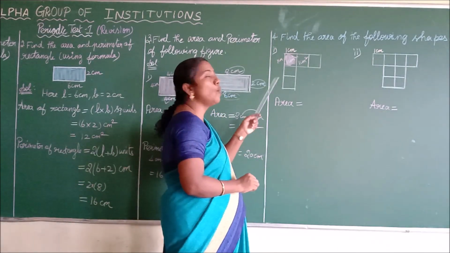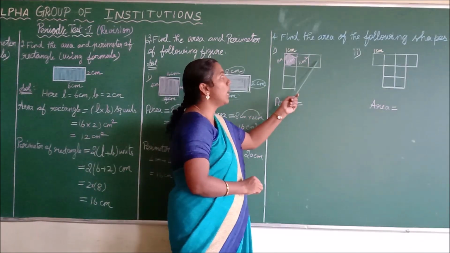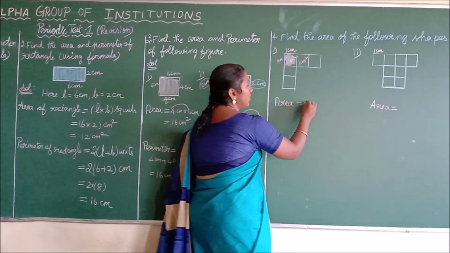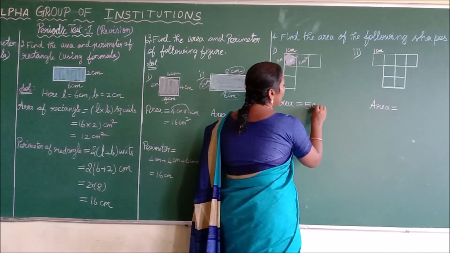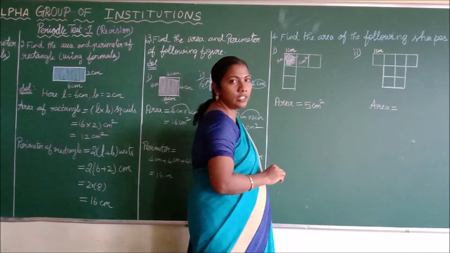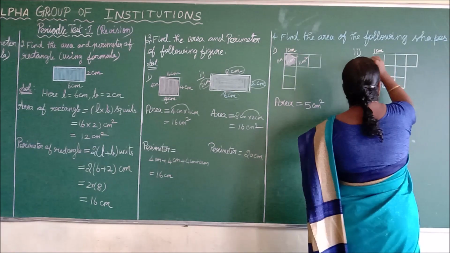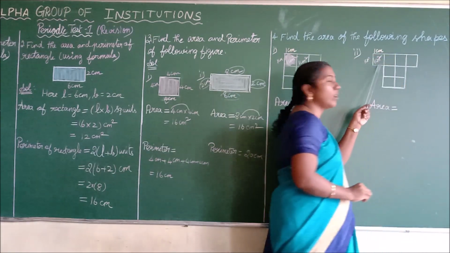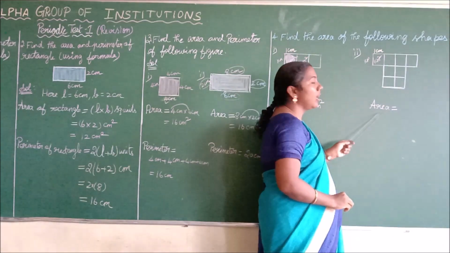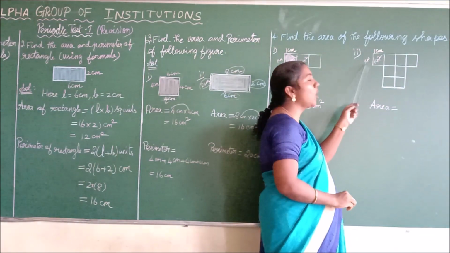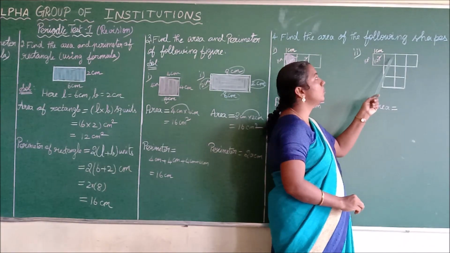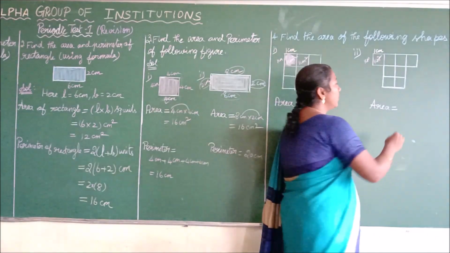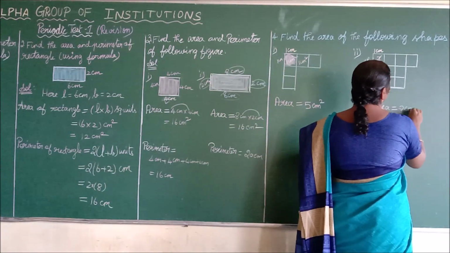So totally how many squares do we have? Let us count. 1, 2, 3, 4, 5. So the area of this shape is 5 centimeter square. Next page. See the next one. Here also the side is 1 centimeter and the area of each small square is 1 centimeter square. In order to calculate the area, you have to count the squares. 1, 2, 3, 4, 5, 6, 7, 8. So the area of this shape is 8 centimeter square.